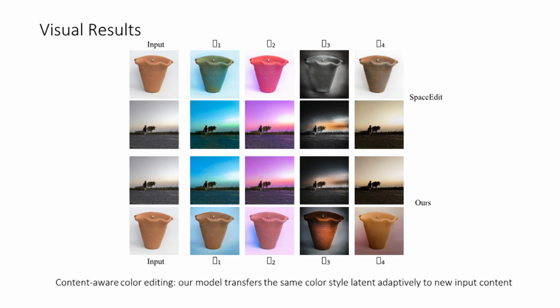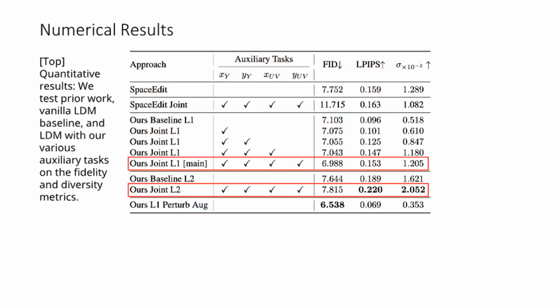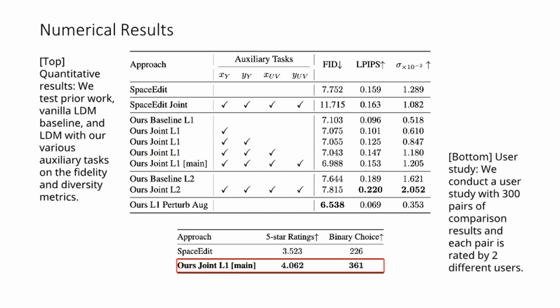This table provides the quantitative outcomes of our methodologies across various configurations of auxiliary tasks, baseline vanilla diffusion models, and prior works. Our models consistently surpass state-of-the-art methods in both generative fidelity and diversity. The following table illustrates the outcomes of our user study. We presented each user with 2 sets of 16 edited images generated by SpaceEdit and our model using random noise. Our model consistently produces superior color editing outcomes across random samples, ensuring aesthetic and appealing results without the need for human instructions or post-selection.